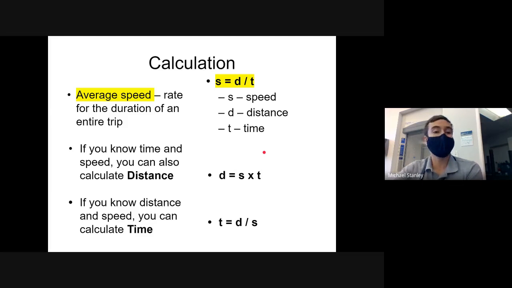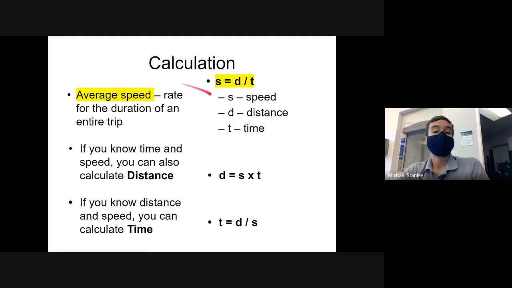So if you want to calculate somebody's average speed for a certain trip, then we have this handy dandy simple formula right here. There are going to be a couple different formulas that we go over today. This is the first big one. Speed is equal to distance divided by time. So if you know how far somebody traveled, their distance, and you know how long it took, time, then you can do this simple distance divided by time calculation in order to calculate somebody's average speed for that trip.